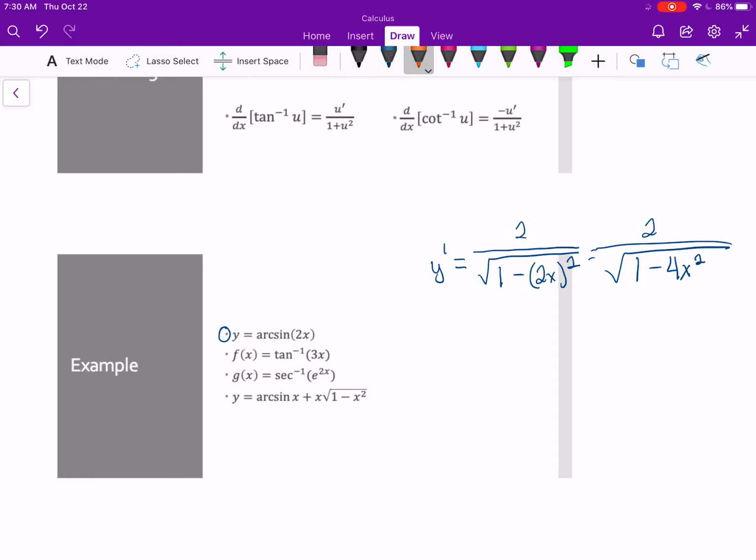All right, now let's do an inverse tangent. So our inverse tangent says to take the derivative of the inside over 1 plus the inside squared. So the derivative of the inside here is 3 over 1 plus the quantity 3x squared, which just becomes 3 over 1 plus 9x squared.